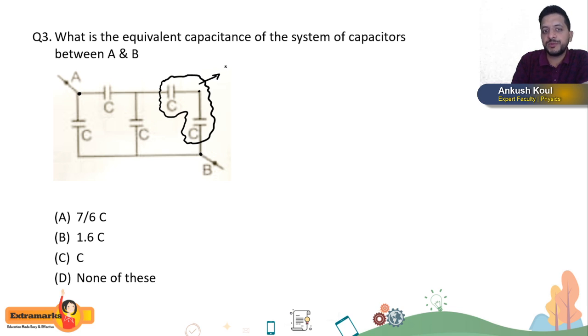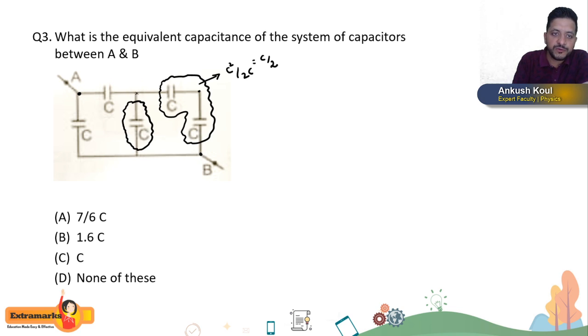So your answer would be how much? Product by sum. C into C, C square divided by C plus C, 2C. So this is simply C by 2. I cannot see anything else in direct series or parallel. So I will stop here and I will now go to the reduction of this circuit and see how this circuit behaves next. But before that, I want to draw your attention towards this capacitor.